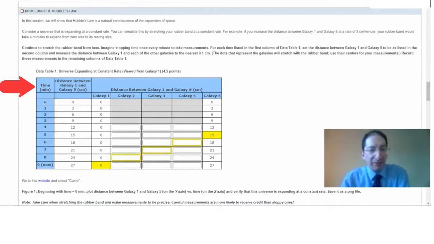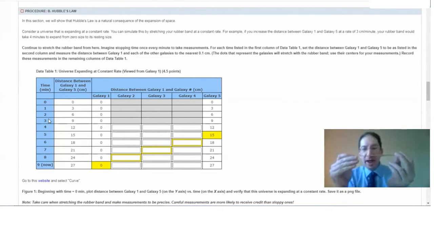In this table, we have times 0 through 9 minutes, and the distance between galaxy 1 and galaxy 5 is increasing from 0 to 27 centimeters. Now at time 0, 1, 2, and 3, you can't carry out any measurements because the rubber band would actually have to shrink, and rubber bands don't do that. So these boxes are grayed out.